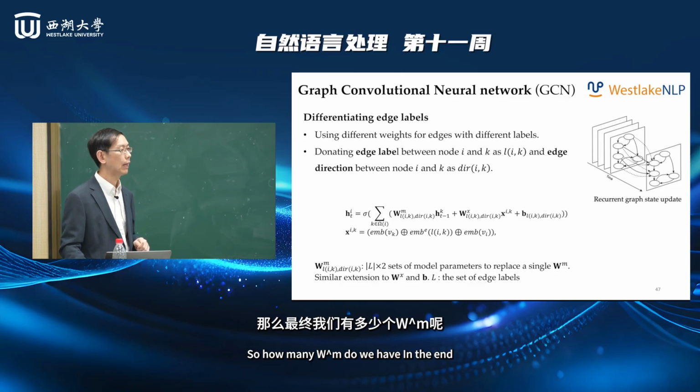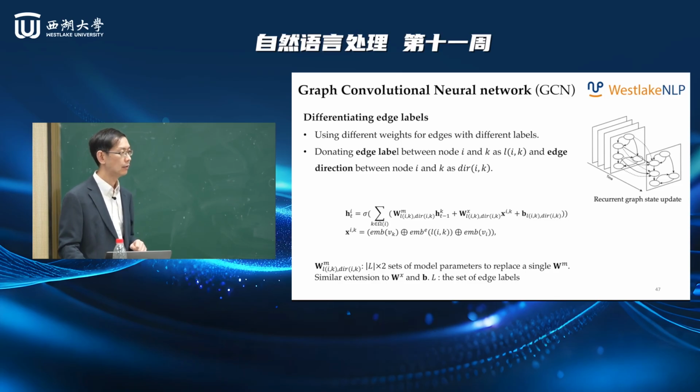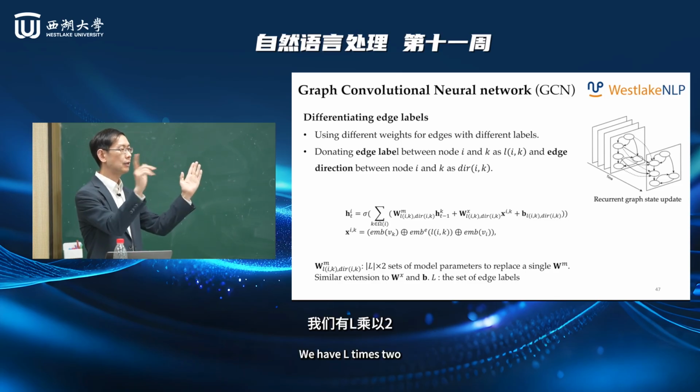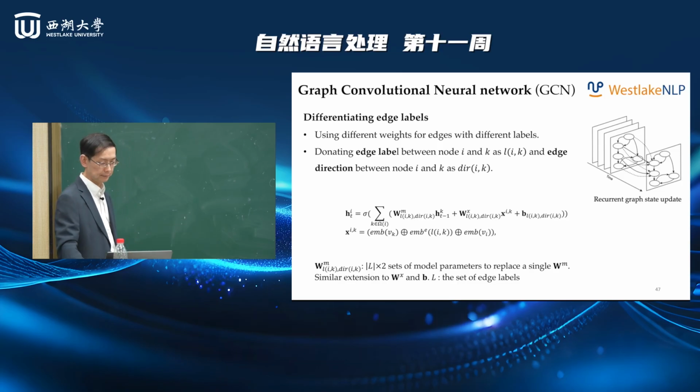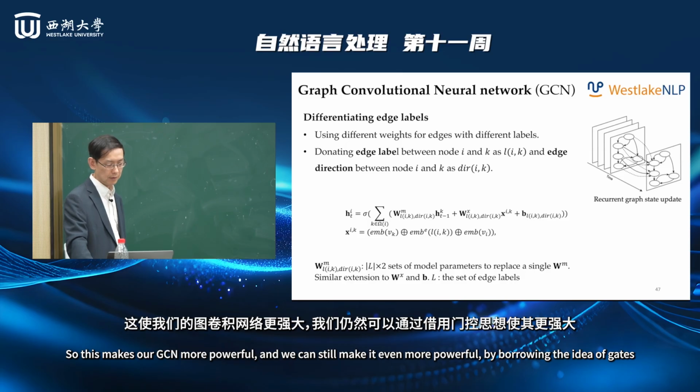So how many Wm's do we have in the end? We have L times 2. This L is the edge label size. This 2 is the direction, incoming and outgoing. Okay, so this makes our GCN more powerful.